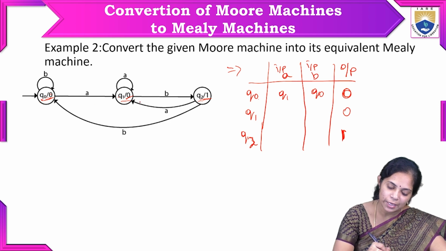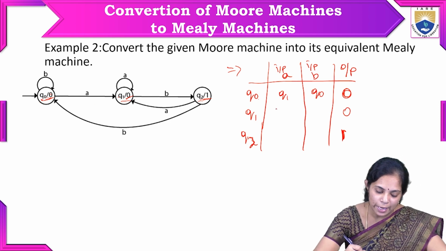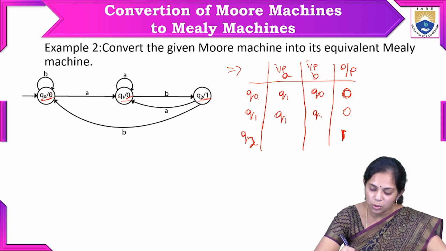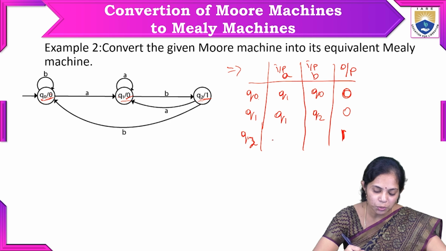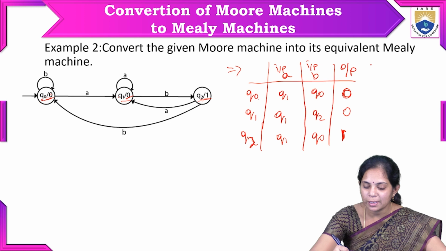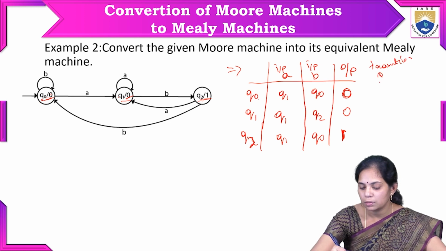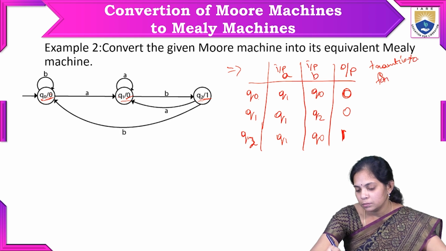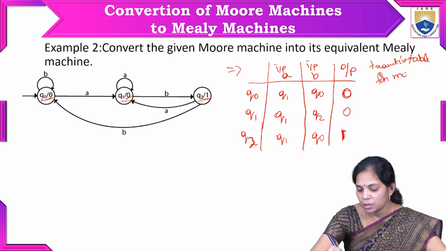So from state Q1, A as an input goes to Q1, and B as an input goes to Q2. From Q2, A as an input symbol goes to Q1, and for input symbol B from state Q2 it goes to Q0. So this is the transition table for the Moore machine.